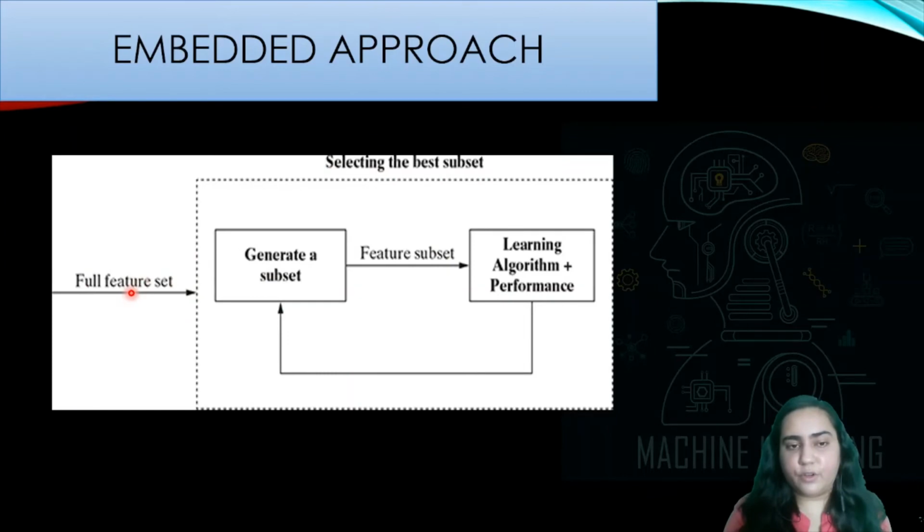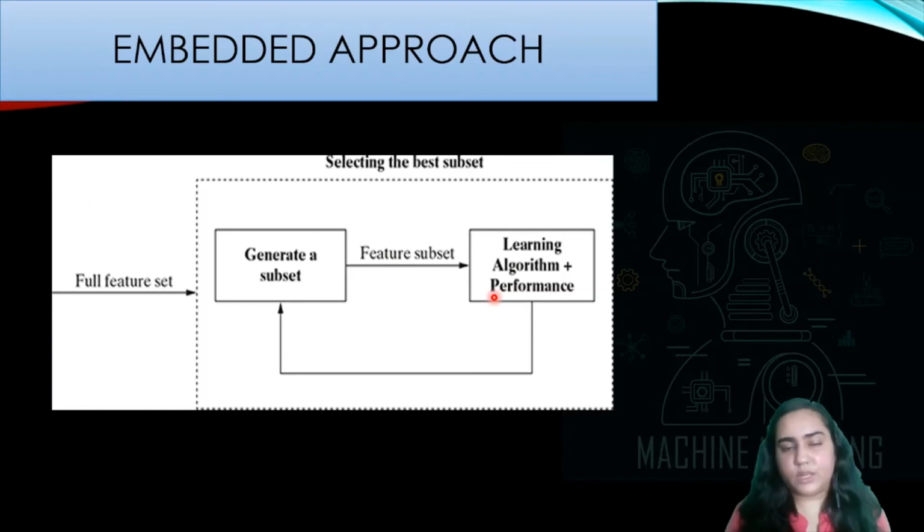You begin with a full feature set, generate a subset, check with the learning algorithm, check the performance as well. Again, generate another one, check the performance. So you see that both the things are being done together here instead of separately as it was done in the wrapper approach. So these are the different approaches and the overall feature subset selection process.